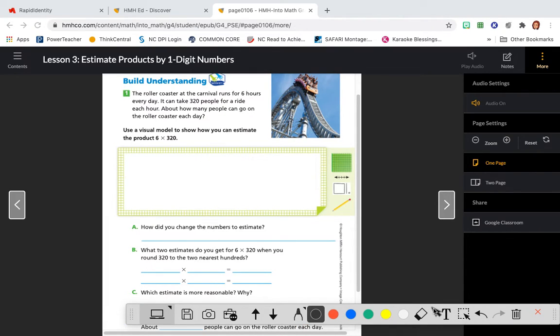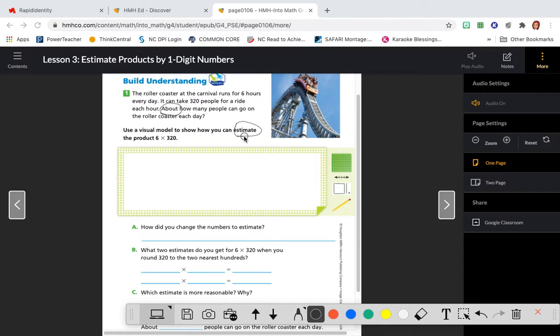The roller coaster at the carnival runs for 6 hours every day. It can take 320 people for a ride each hour. About how many people can go on the roller coaster each day? So you know I like those keywords. Those keywords in word problems kind of give you my first clue as to what I'm doing today. And because I see the word about, we know that we are estimating to find our answer.